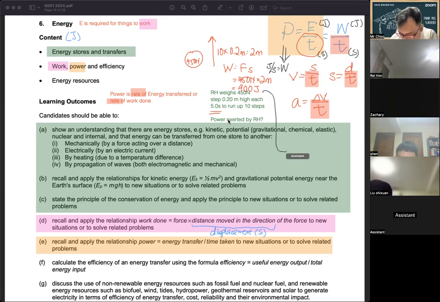So from here, how do I do the working? Power is equal to the work done over time. Your work done in this case is 900 joule divided by 5 seconds, and therefore the power exerted by Ray Hong is 180 watts. Are you all clear about this?